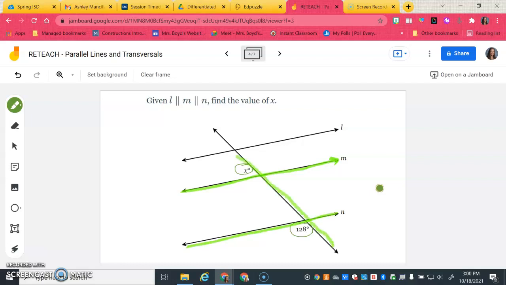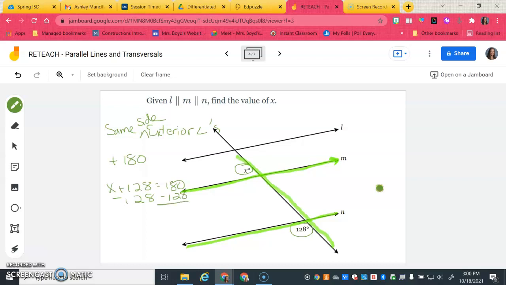So I'm kind of highlighting it. Kind of helps me focus where I need to look because that L is not really necessary for this problem. And what I notice is that x and 128 are on the outside, so they're exterior angles of M and N. And they're on the same side. So these are same side exterior angles, which means they add up to equal 180.